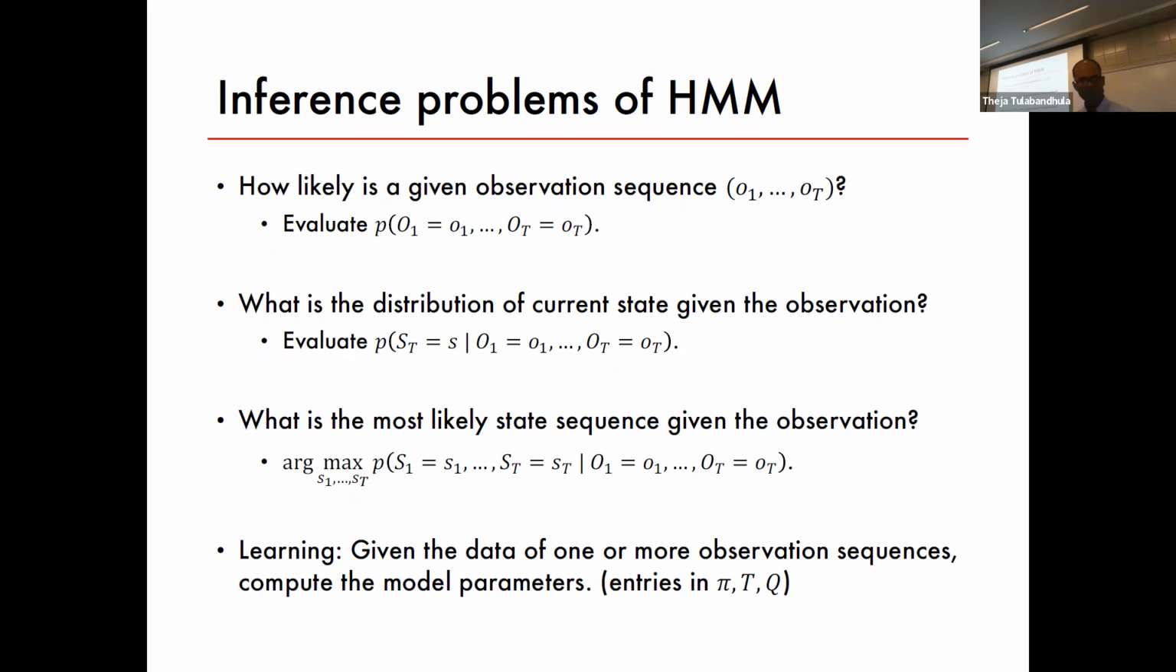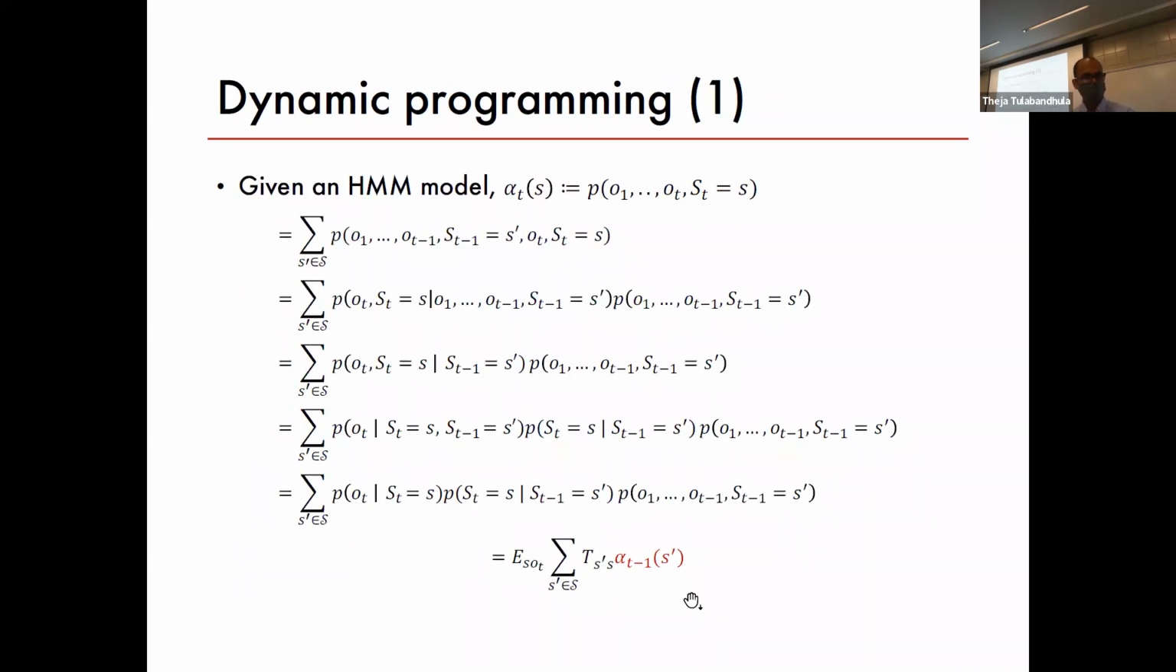So let's start with the first version, which is trying to answer the second question there. Let's define alpha t of S to be the joint distribution of O1 to OT, little t. So alpha t means O1 to OT only, the probability of the specific values that they take, and the ST taking a specific value S. So let's define alpha t of S as this joint probability of some specific values being taken.